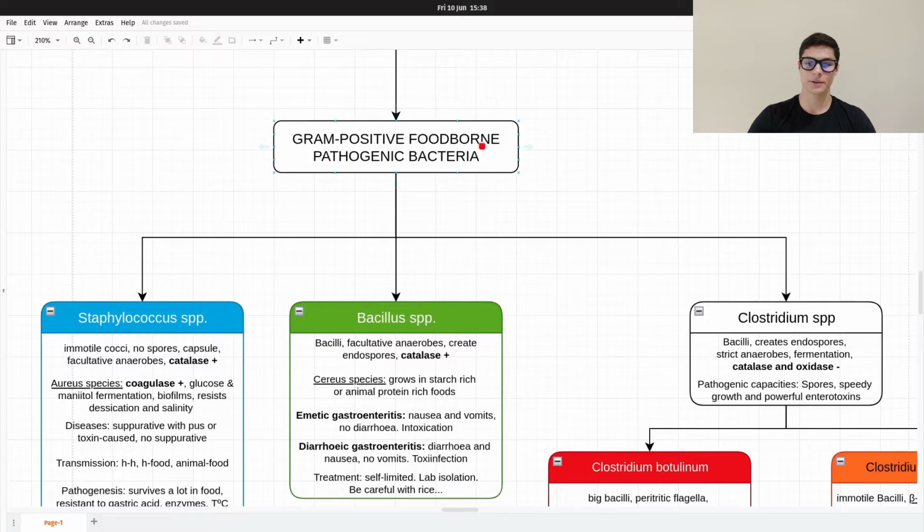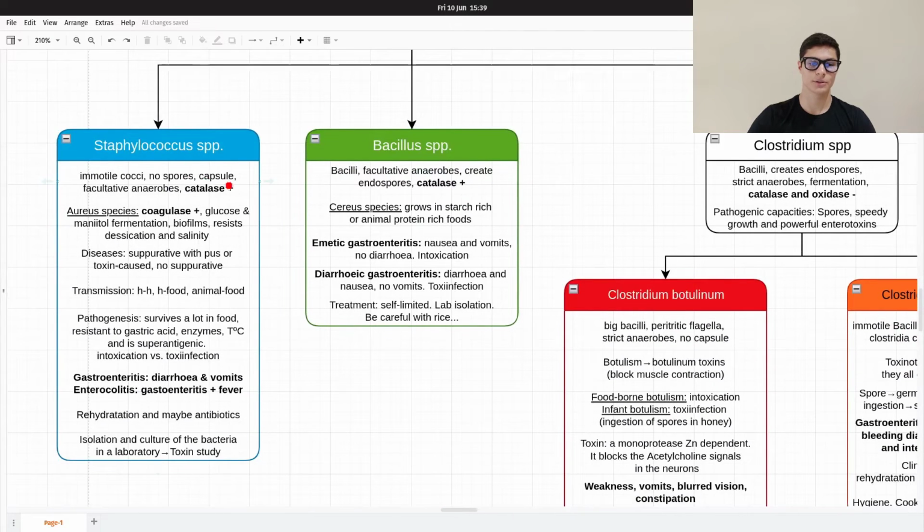Then we have the gram-positive foodborne pathogenic bacteria, which are the Staphylococcus. Staphylococcus are immotile cocci, no spores. They have a capsule and they are facultative anaerobes, catalase positive. Indeed, the aureus species are coagulase positive as well. They can ferment glucose and mannitol. They can create biofilms and they resist desiccation and salinity.